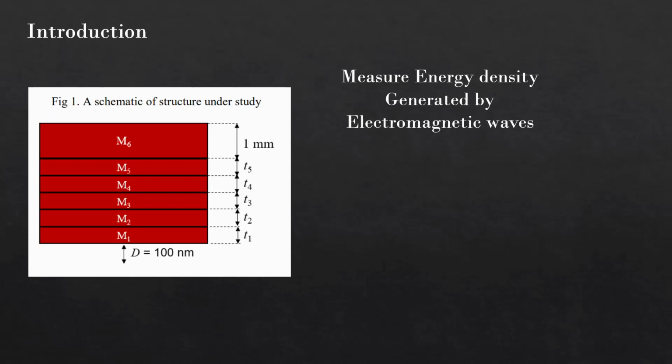Everything that has temperature higher than 0 Kelvin generates electromagnetic waves. And the electromagnetic waves contain energy. The energy is stored in the electric field and magnetic field. We want to measure that energy at this point, which is 100 nanometers far from the top layer. At this point, we want to measure the energy density.